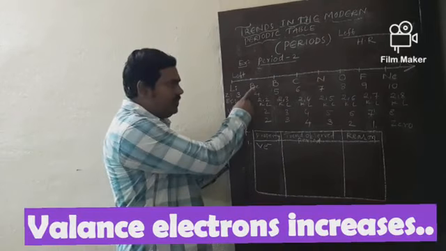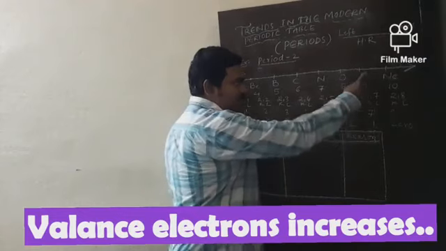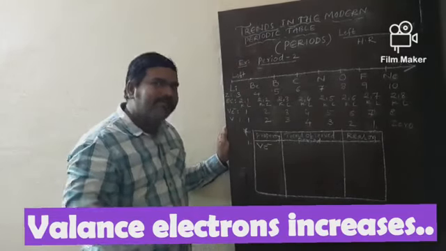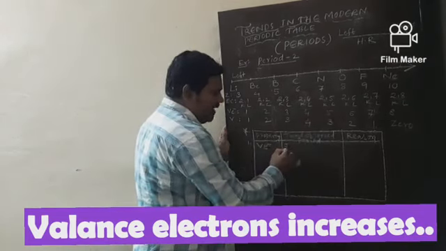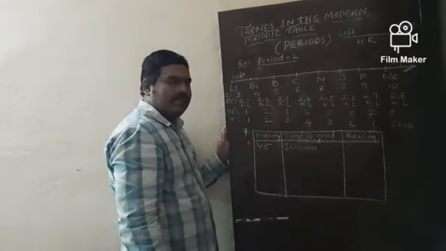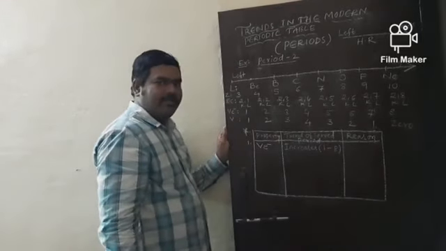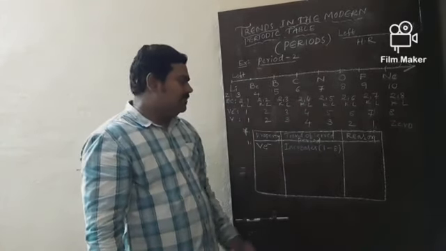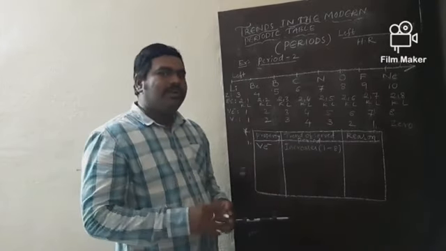Lithium 1, beryllium 2, boron 3, carbon 4, nitrogen 5, oxygen 6, fluorine 7, neon 8. So what is the trend observed here? Yes, you are correct. Regularly increases. So valence electrons increase regularly from 1 to 8. Okay. So whenever valence electrons increase, automatically that influences valency.